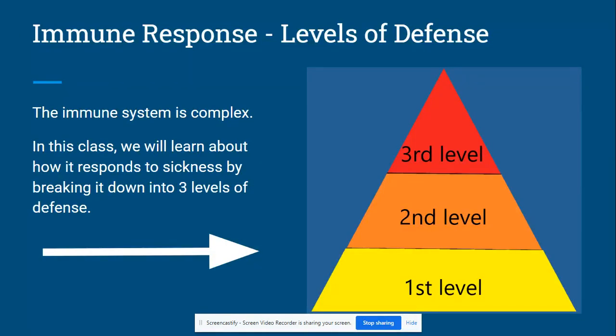Your immune system is so complex. It's really interesting and really cool to study. We just don't have the time to go into it, unfortunately. So we're going to be looking at the response.